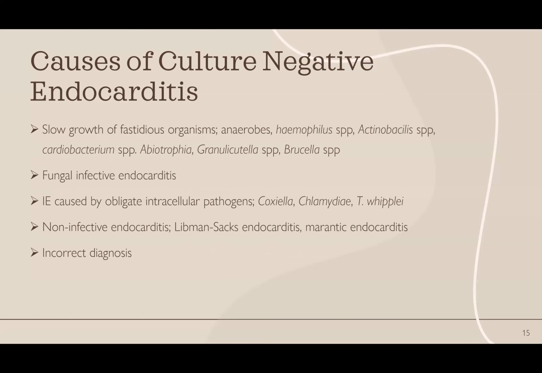Also included is slow growth of fastidious organisms, like the HACEK organisms: Haemophilus, Actinobacillus, Cardiobacterium, and Abiotrophia, Granulicatella, and Brucella. Fungal infective endocarditis, particularly Aspergillus fumigatus and Candida albicans, is commonly implicated. And then there is infective endocarditis caused by obligate intracellular pathogens like Chlamydia, Coxiella, and Tropheryma whipplei.